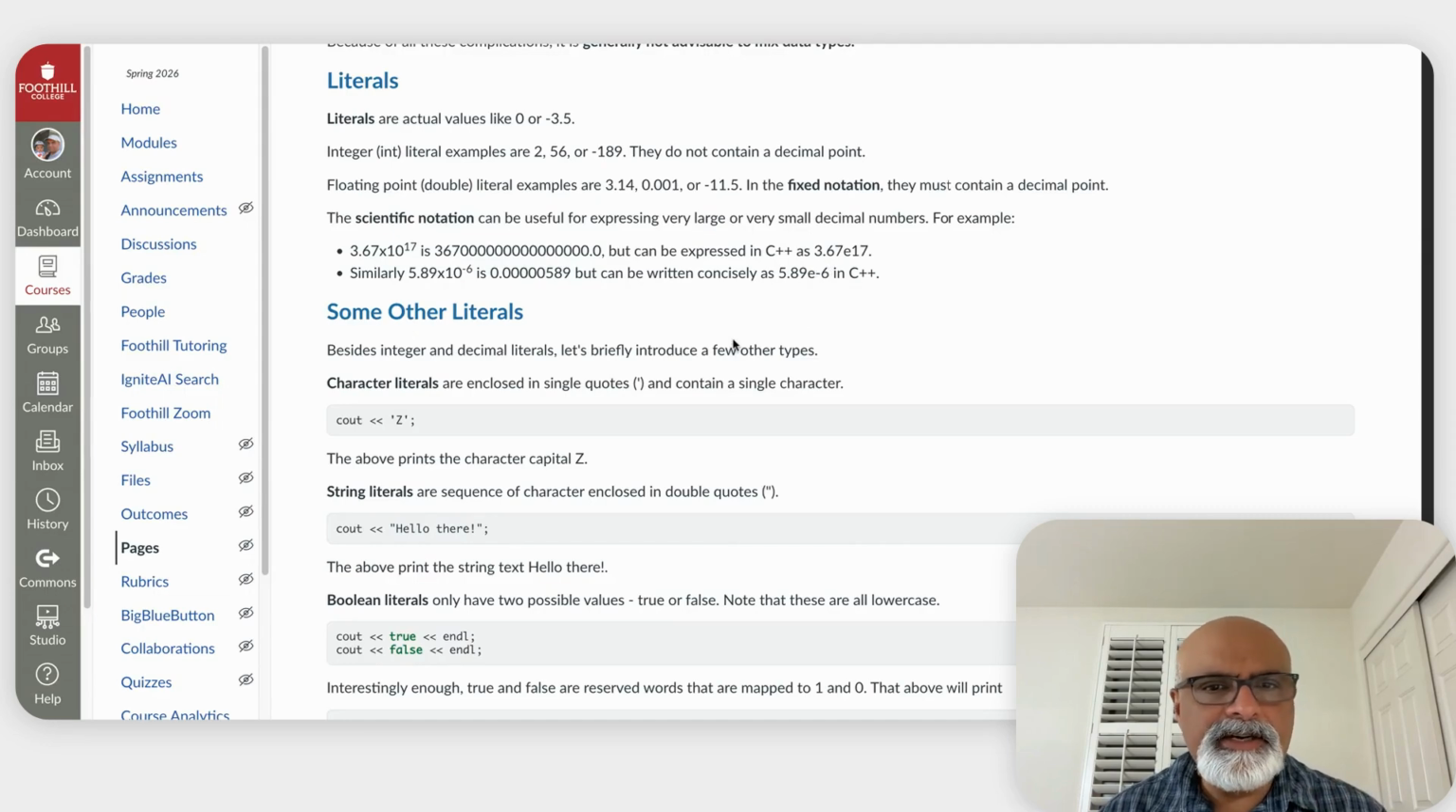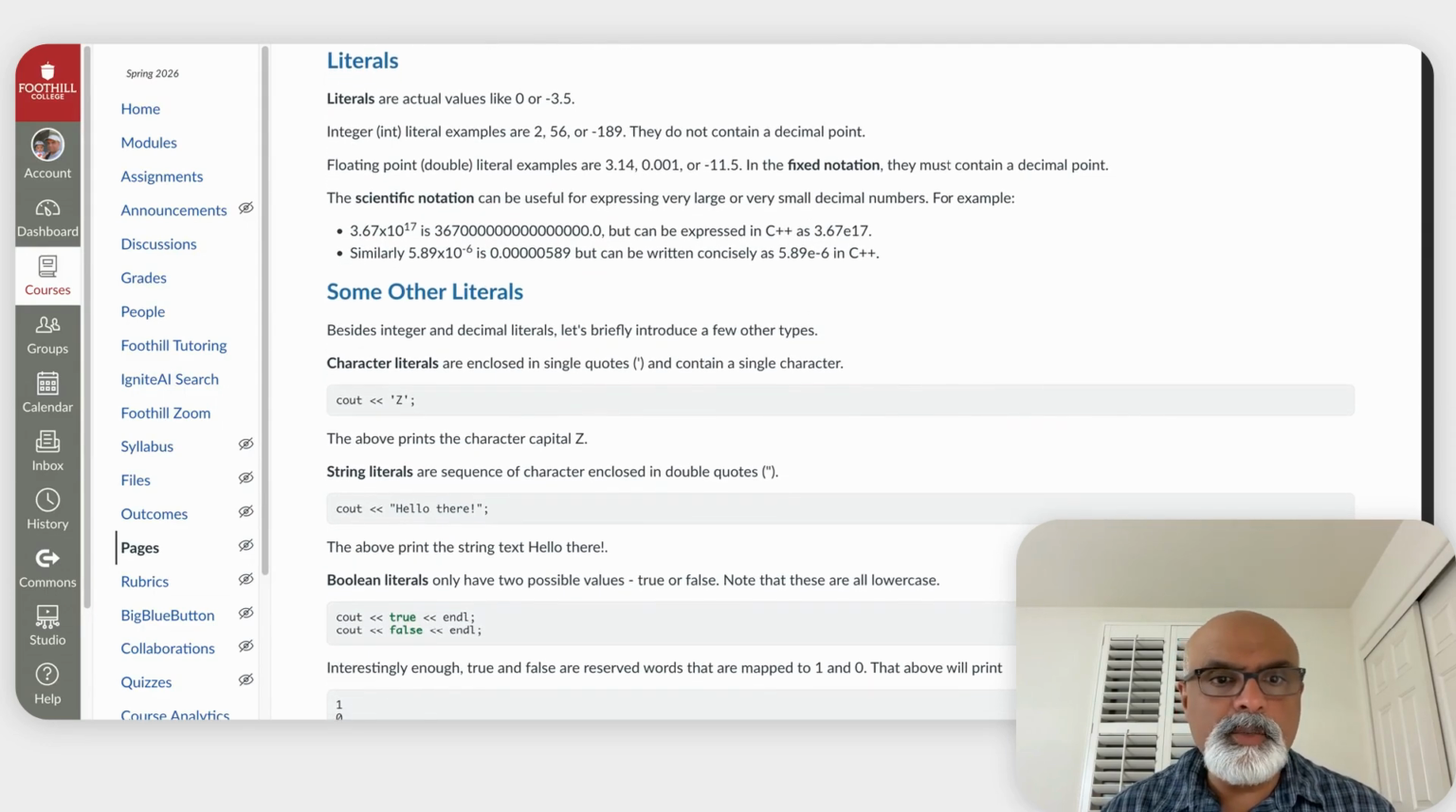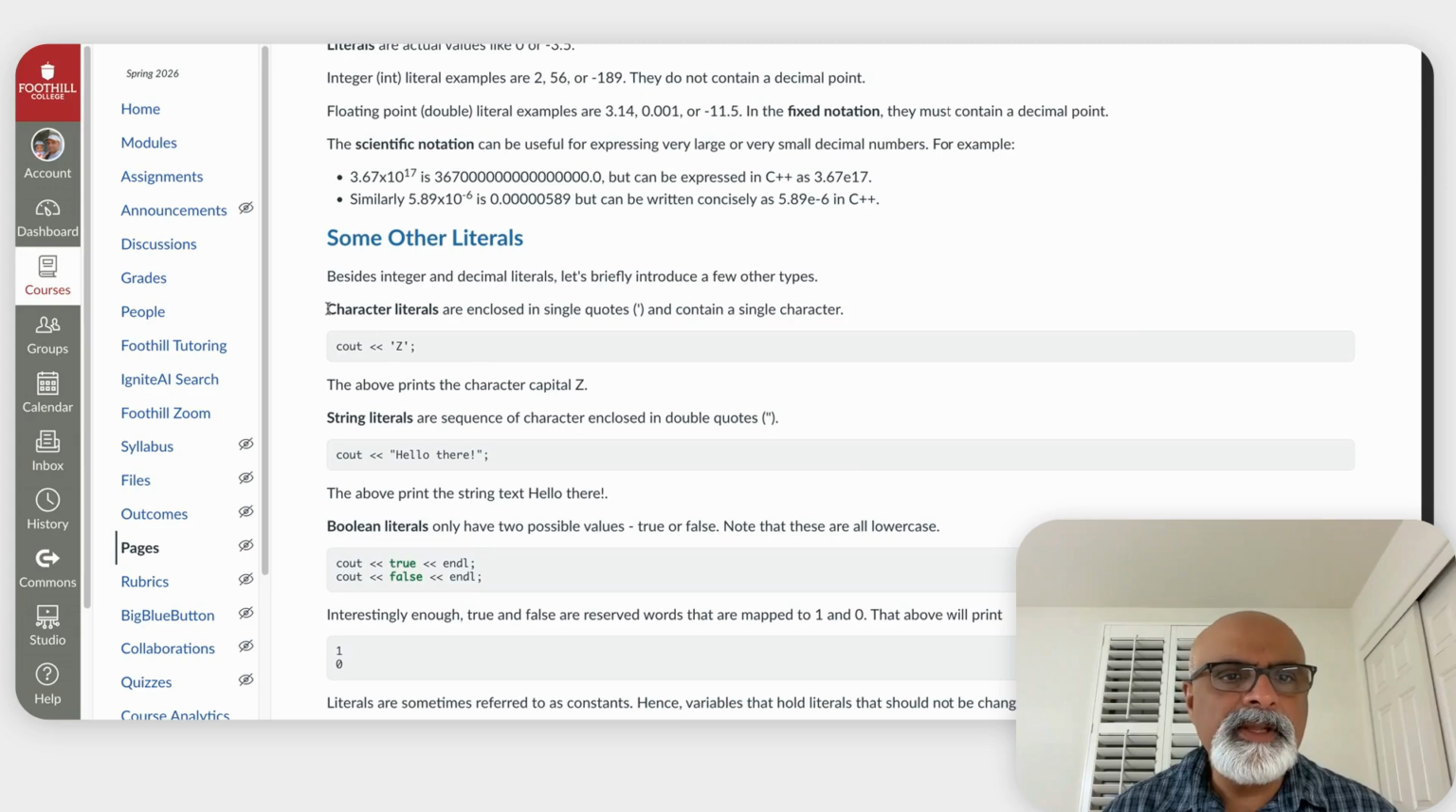Now, there are other kinds of literals besides just the numerical ones, and we'll go through three of them. There are character literals. Now, characters are enclosed in single quotes, and they look something like this. This is a character for capital Z. These could be lowercase. This could be numbers or special characters like asterisks or exclamations, right? And the above statement here prints the character capital Z.